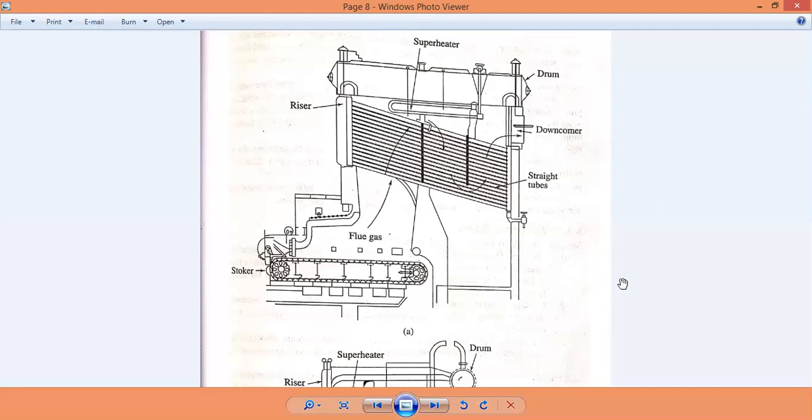A single longitudinal drum about 1.2 meter in diameter can accommodate only a limited number of tubes, and hence has a limiting heating surface. Depending on the capacity, more than one drum could be installed in parallel. Longitudinal drum boilers are limited to low pressure, 12 to 23 bar, and steam capacity 0.63 to 10 kg per second, having heating surface 93 to 930 square meter.